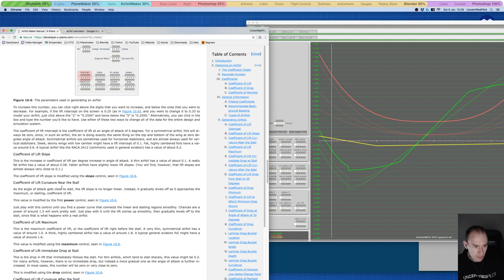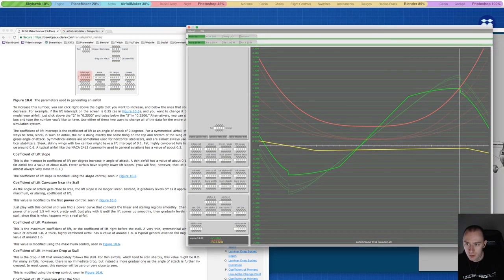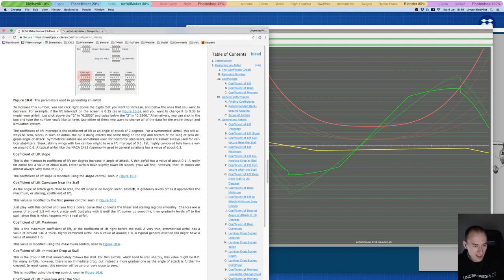Coefficient of lift curvature near the stall. So here is the stall. We really messed this graph up already. As the angle of attack gets close to stall, the lift slope is no longer linear. You like it to be a little bit curved and not an abrupt kind of stall. Instead, it gradually levels off as it approaches the maximum or stalling coefficient of lift. This value is modified by the first power control.